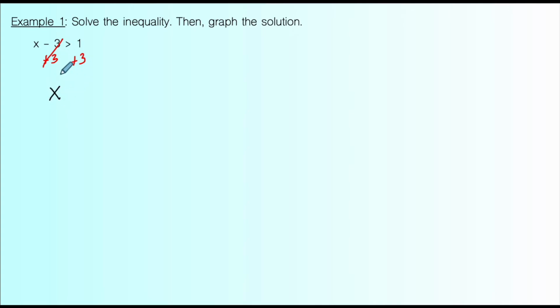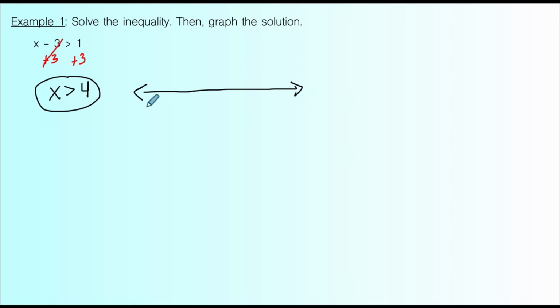And in an addition or subtraction inequality, you're always just going to keep the inequality symbol. Nothing changes, so it's going to be greater than. And then 1 plus 3 is 4. So this tells me that if x is any number that's greater than 4, then this inequality will be true. So let's graph that solution.